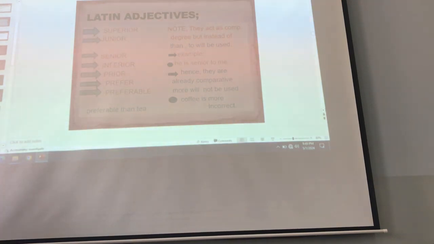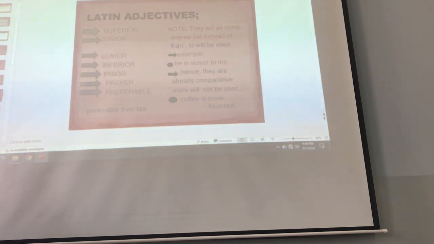Assalamu alaikum. As my fellows have already described the basic introduction and the main chunks of the adjective and the degrees of adjective, now we will proceed to the main exceptions and the cases of these degrees of adjectives. First of all, we have Latin adjectives. Here is the list of Latin adjectives.